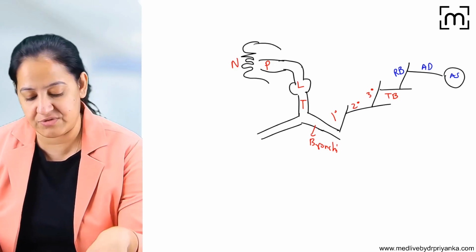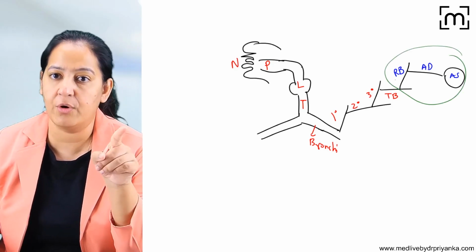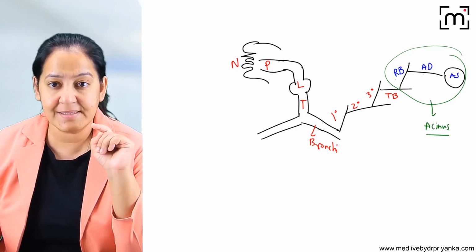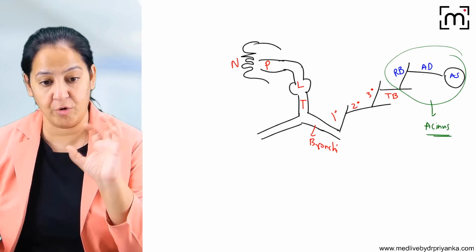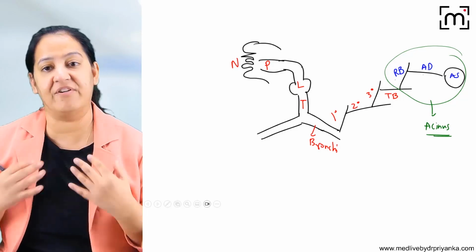So the last three structures, can you see the last three structures? By last three structures, I mean respiratory bronchiole, alveolar duct, and alveolar sac. These three structures together are known as acinus. Acinus is the structural and functional unit of the lung, like glomerulus is the structural and functional unit of the kidney. In the same way, acinus is the structural and functional unit of the lung.